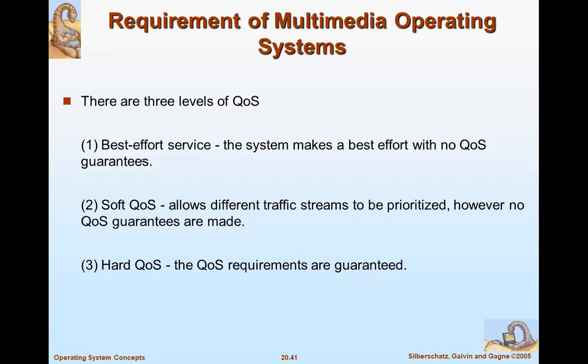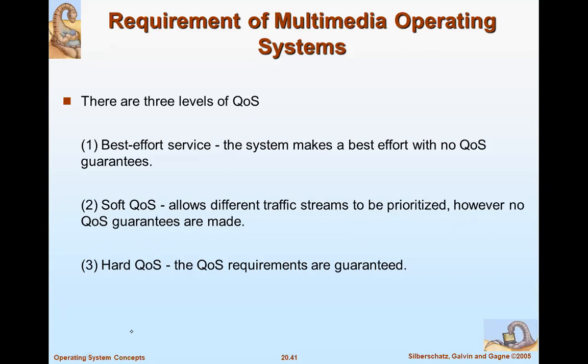And over here, in best effort, the system will commit to provide the required quality of service. There is soft and hard quality of service. In soft quality of service, it allows different traffic streams to be prioritized. However, no QoS guarantees are met. So look at this. In soft quality of service, the system is able to define priorities. For example, if any process is more important, then it should be given highest priority, and then onward the system will respond accordingly.